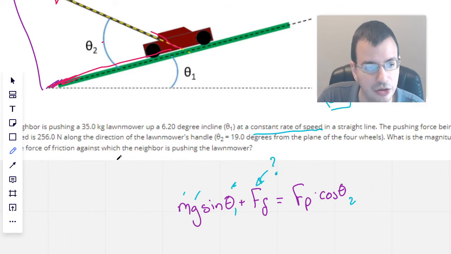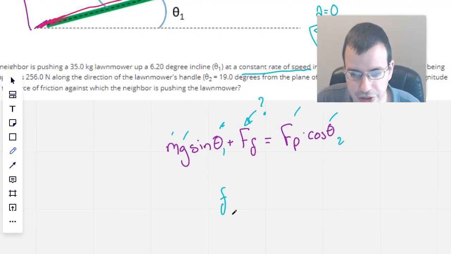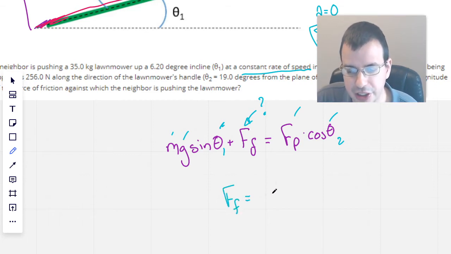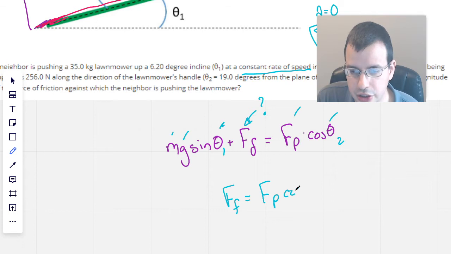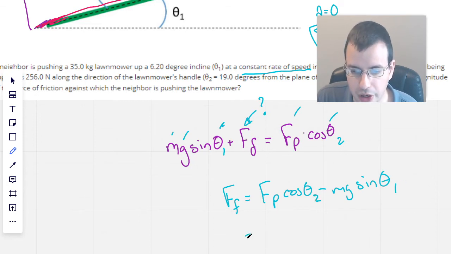What is the magnitude of the force of friction? We don't know what that is. We know what the force pushing is, and we know the cosine thing. We might actually know everything here. So here's what we're going to do then. Force of friction equals force pushing cosine theta 2 minus mg sine of theta 1.